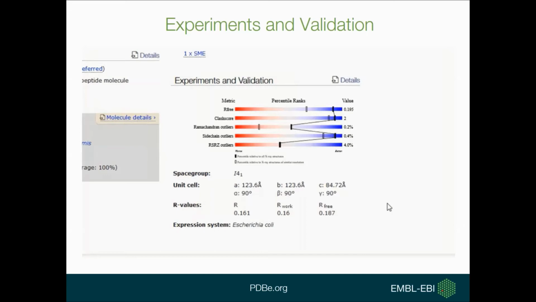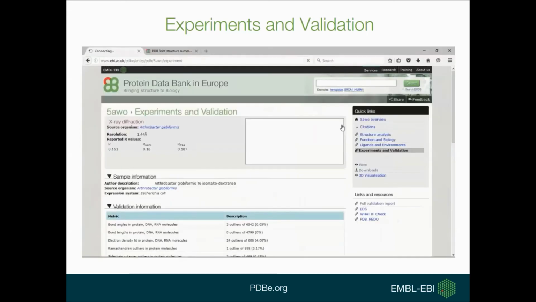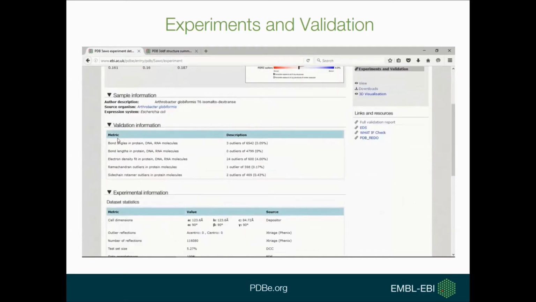The further to the right, in the blue these bars are, the fewer outliers. The further to the red, the more significant the outliers in this entry. You can click on further details, and this takes you to the main page for experiments and validation. Again, you have the image shown at the top. You can also scroll down for more validation information and also some experimental information.